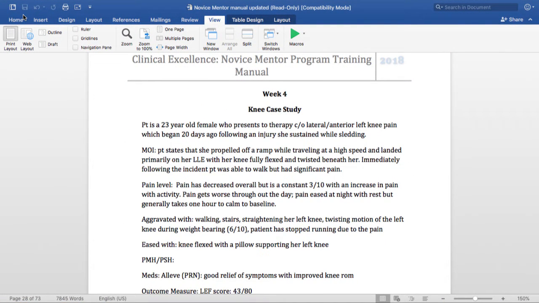This one we're going to go over a knee case study. In the case study, I'm just going to read through it. It's a 23-year-old female who has had lateral anterior left knee pain for about 20 days. We'll read through the case study itself and get through the components of it.